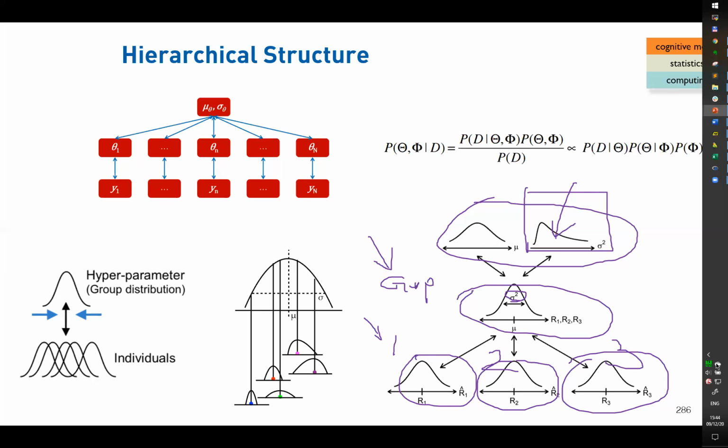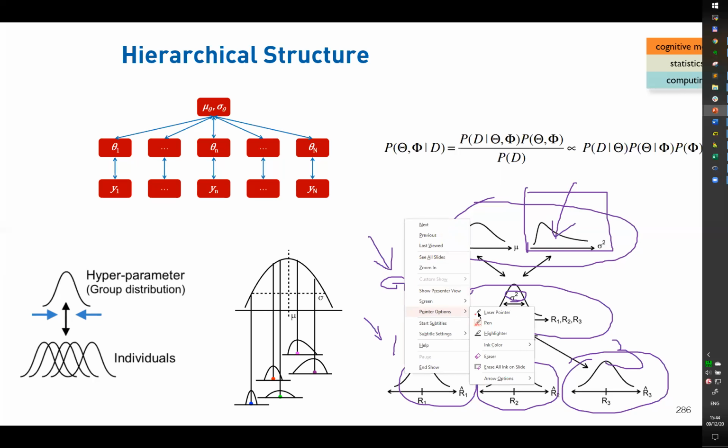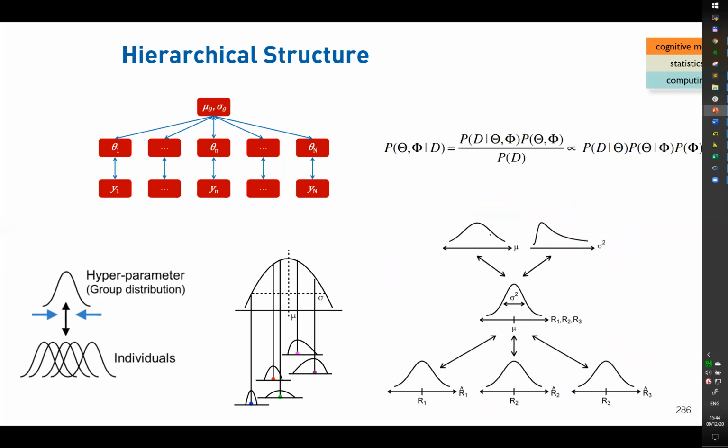Or in other words, if you want to map it to the concept of random effect and fixed effect, this is the prior of the fixed effect, and this is the prior of the random effect. Yeah, now that can be linked. Any more questions?